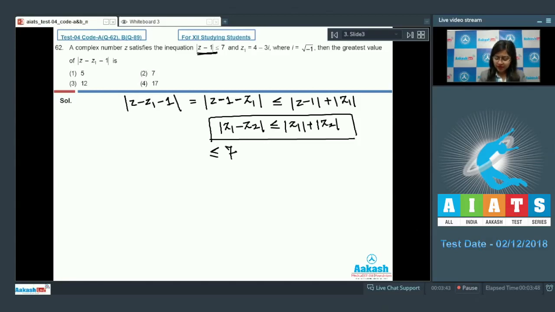So it will be written as 7 over here plus modulus of z1, that is 4 minus 3 iota, right? So this is less than or equal to 7 plus 5, that is it is less than or equal to 12. So the correct answer will be option number 3.